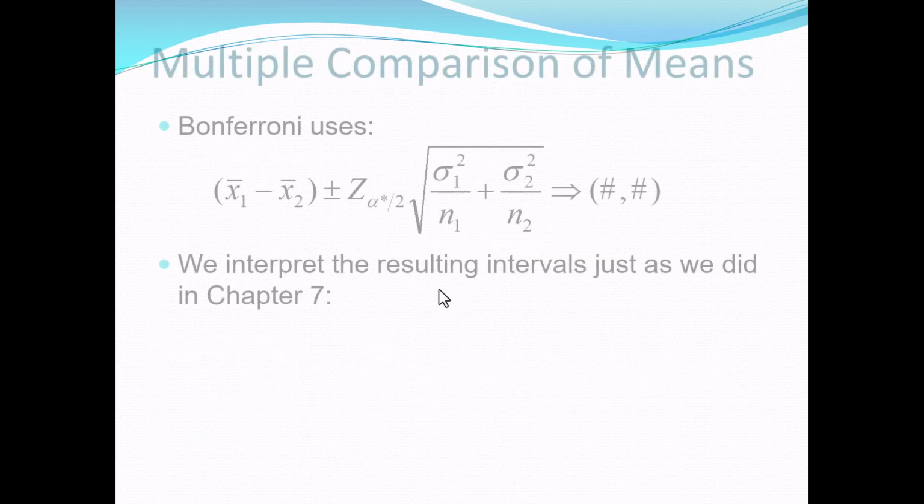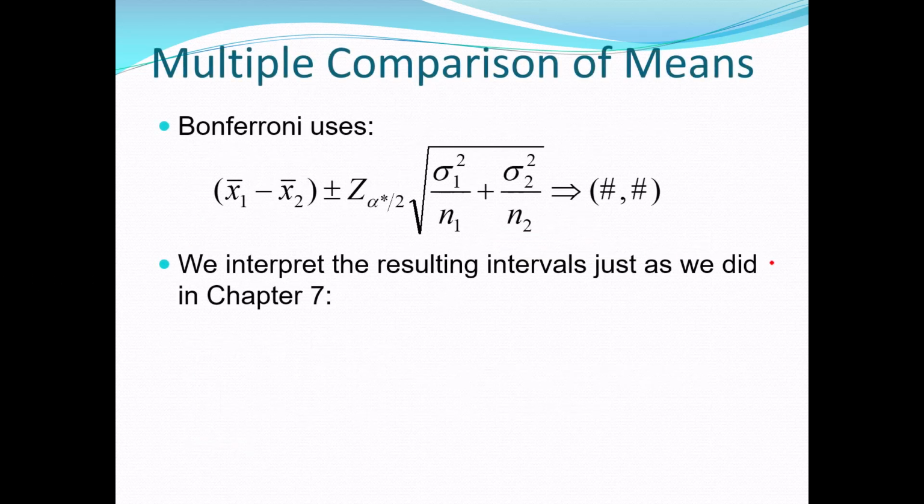So once we get those intervals, we're not going to use 0.05. We're going to use this new improved, and actually it's the alpha divided by the number of comparisons. That's what we're going to use here. We're going to get confidence intervals, and depending what textbook we're using, it might be chapter 7, it might be chapter 8.